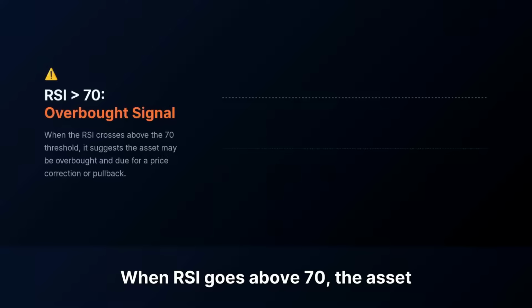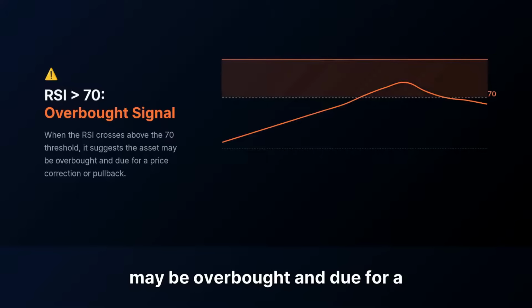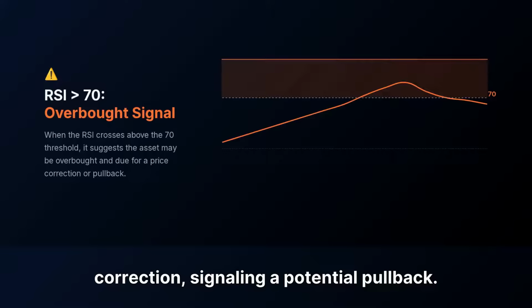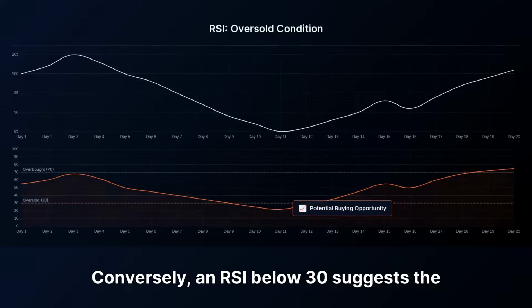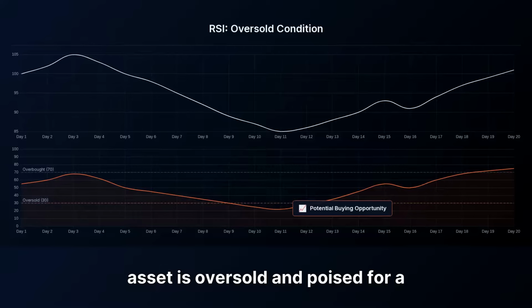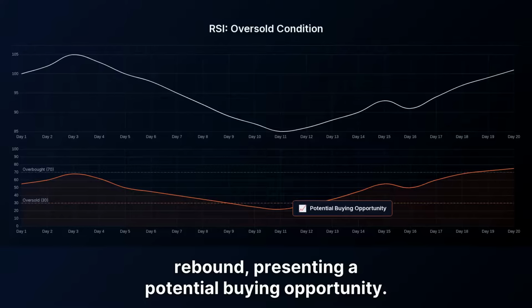When RSI goes above 70, the asset may be overbought and due for a correction, signaling a potential pullback. Conversely, an RSI below 30 suggests the asset is oversold and poised for a rebound, presenting a potential buying opportunity.